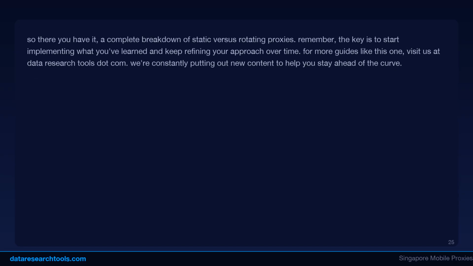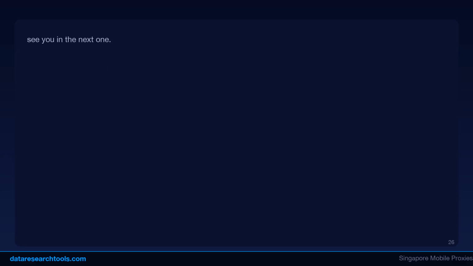To wrap up, static proxies provide the consistency needed for account management, long sessions, and operations where IP identity matters. Rotating proxies provide the diversity needed for large-scale scraping, rate-limit evasion, and anonymous data collection. Most professional setups use both. Static for identity-dependent operations and rotating for volume-dependent operations. So there you have it, a complete breakdown of static versus rotating proxies.